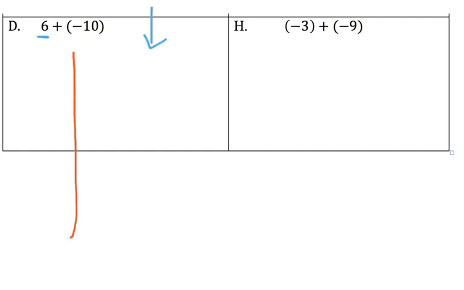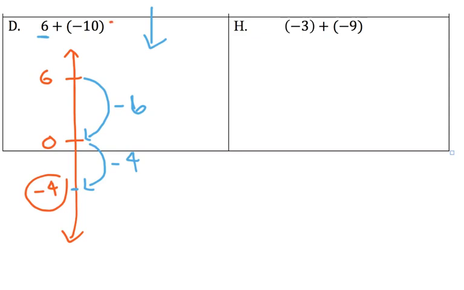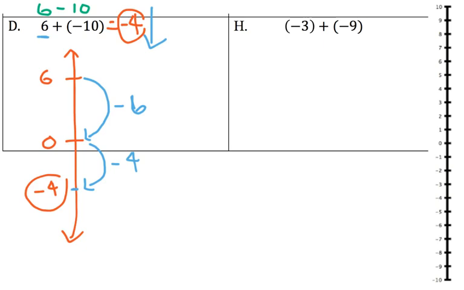So now that I know that, I'm going to make my open number line. I'm starting at 6, and then I'm going to go down a total of 10. So first, to get to 0, I go down 6, and that would leave me 4 left over. So I should end up at negative 4. And if you wanted to write an equivalent subtraction problem to 6 plus negative 10, that's the same as 6 minus 10, because we start at 6 and go down 10.